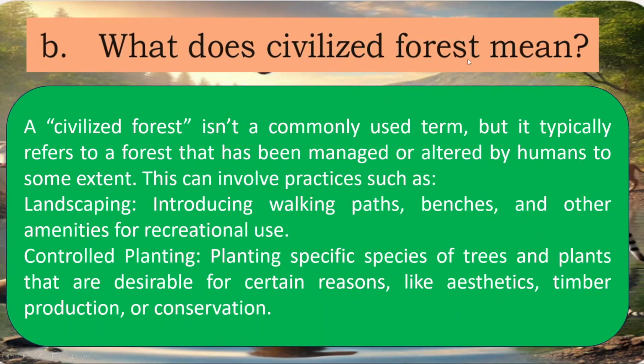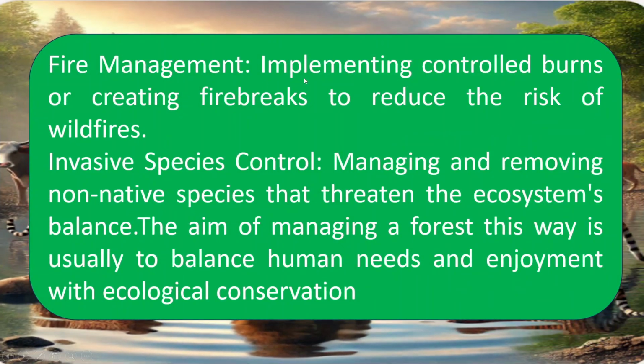B. What does civilized forest mean? The civilized forest isn't a commonly used term, but it typically refers to a forest that has been managed or altered by humans to some extent. This can involve practices such as landscaping, introducing walking paths, benches, and other amenities for recreational use. Controlled planting. Planting specific species of trees and plants that are desirable for certain reasons like aesthetics, timber production, or conservation. Fire management. Implementing controlled burns or creating fire breaks to reduce the risk of wildfires. Invasive species control. Managing and removing non-native species that threaten the ecosystem's balance. The aim of managing a forest this way is usually to balance human needs and enjoyment with ecological conservation.